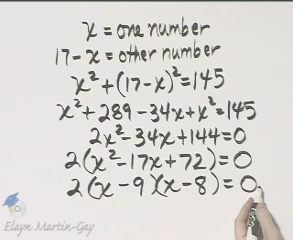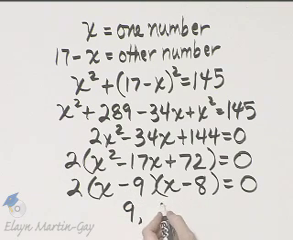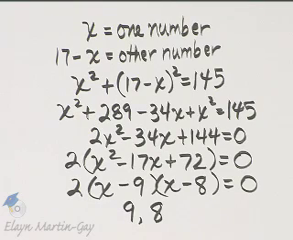Now remember then, you set each factor equal to 0. Setting 2 equal to 0 will give you no solution since there's no variable. If you set this factor equal to 0, you get 9. If you set this equal to 0, you get 8. Now these are options for x.